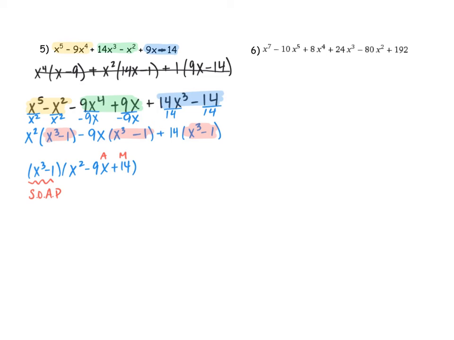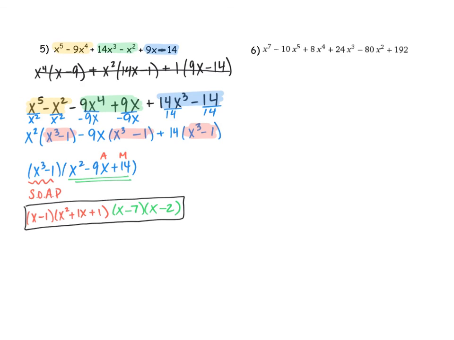Okay, so for SOAP, you should have gotten x minus 1, then x squared plus 1x plus 1. And when you factor this parentheses by add multiply, what numbers add to negative 9 that multiply to 14? You should have gotten x minus 7 and x minus 2. So technically, this is my final answer. All right, now also remember that with SOAP, you can never factor this trinomial anymore. This is it. That's the final answer.